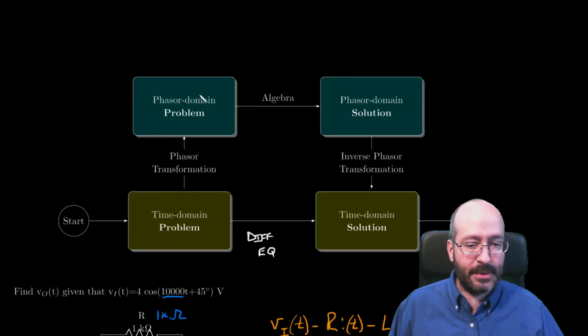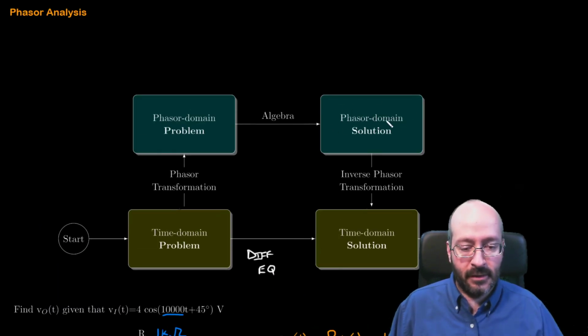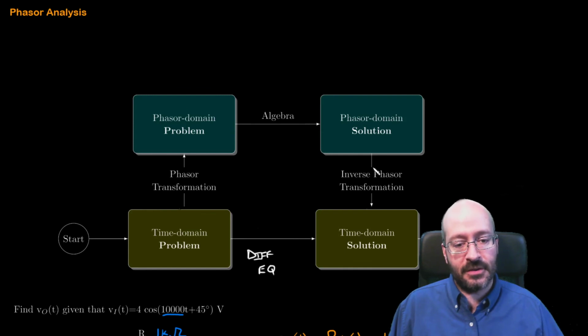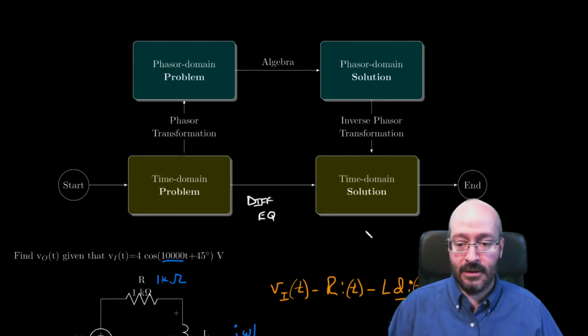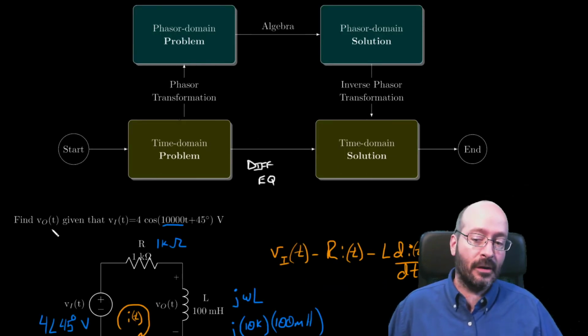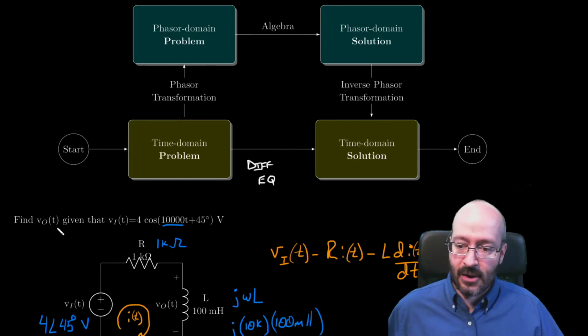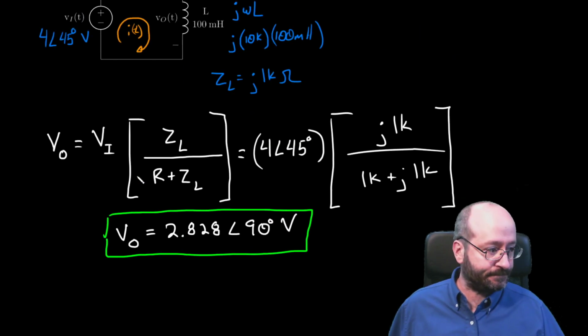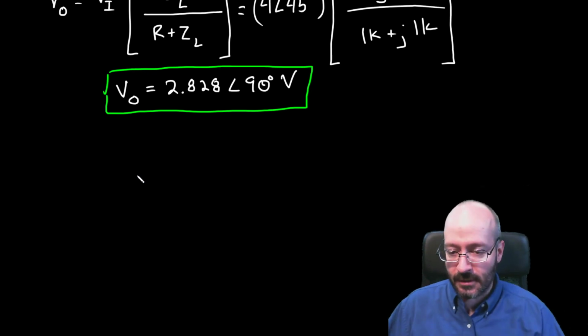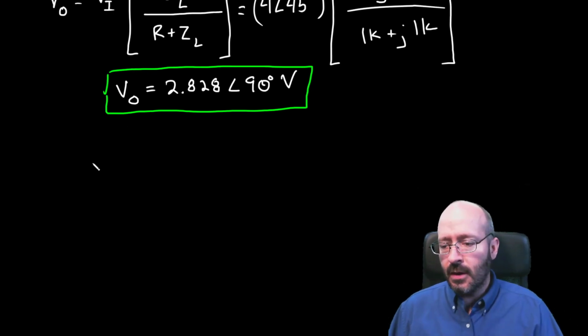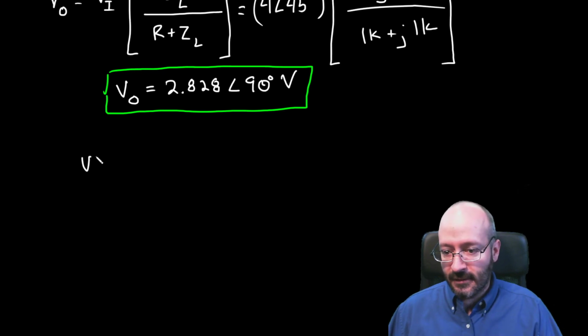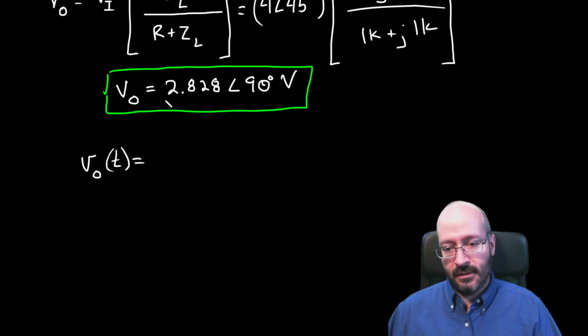So if we're looking back up here at our roadmap, we're over here now. Now we have to use the inverse phasor transform to get our time domain solution, because that's what we were asked for. Look at the way it was asked: V out as a function of time. So we're going to write that as lowercase v sub O as a function of time. The magnitude of the phasor becomes the coefficient of the cosine.